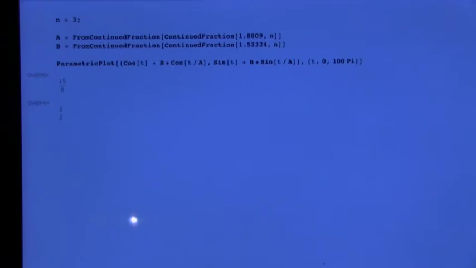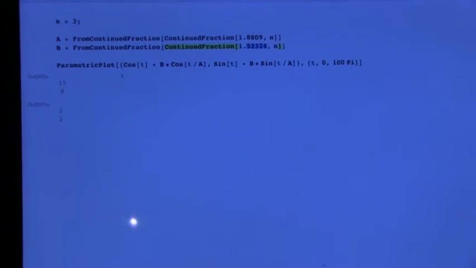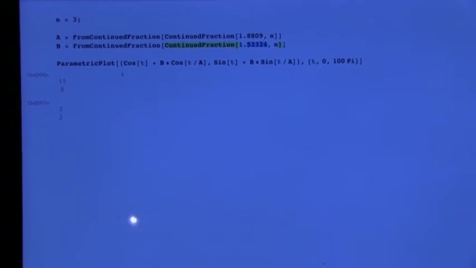And now, because I don't like these decimals, I'm going to use continued fractions to approximate them. At first I'm using three levels of the continued fraction, and you can probably see on the screen that it says it's 15/8 and 3/2. Approximately.